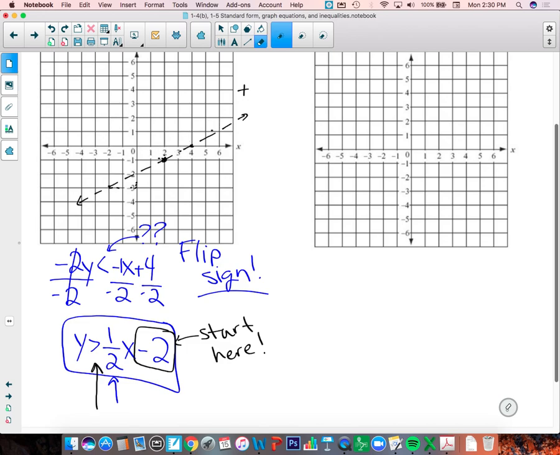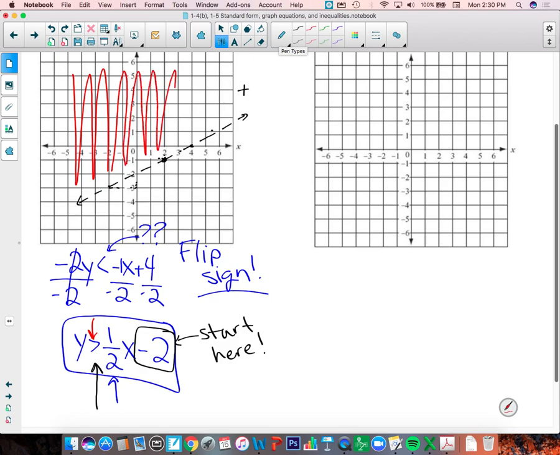Well, almost. I'm not done yet, because that's where the inequality comes into play. And also, if you're reading it, remember you read these from left to right, starting with the variable. So this says y is greater than. So greater than means everything above. So that means I have to shade above the line. Okay? So greater than is above.